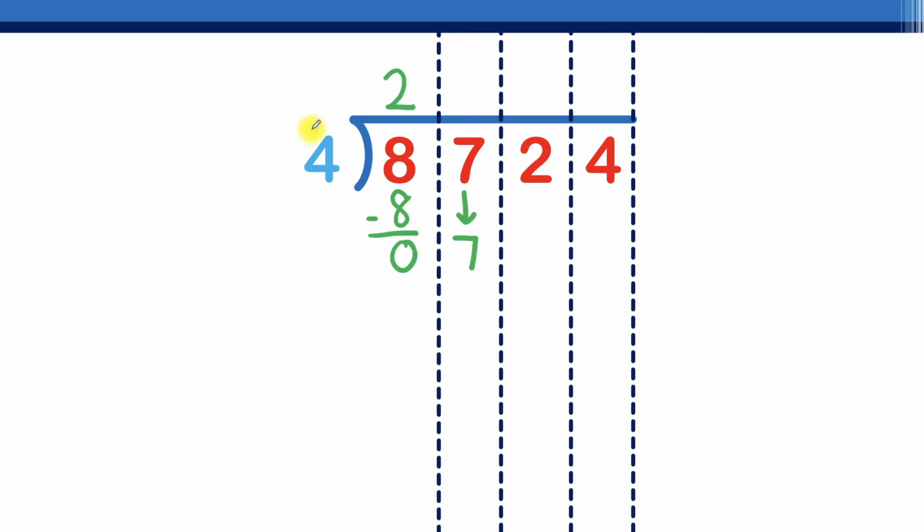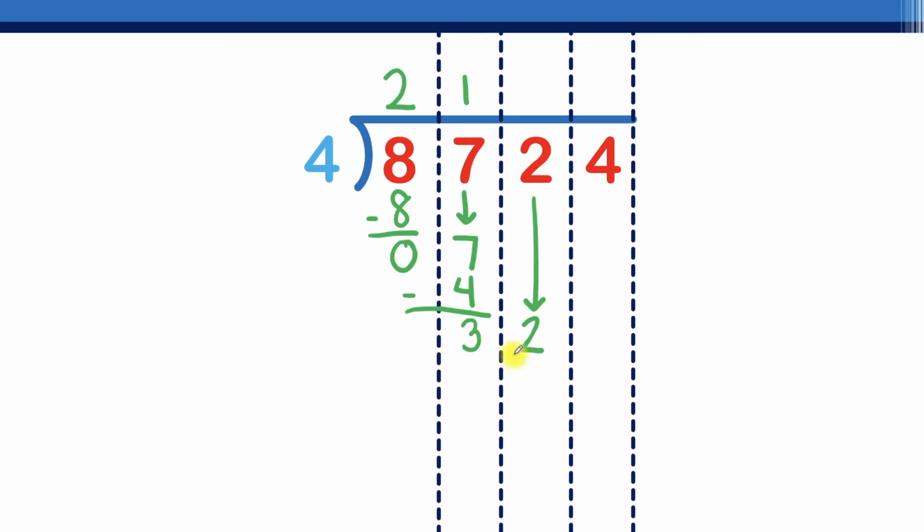How many times can 4 go into 7? Well, that would be 1 time. So I'll put a 1 directly over the 7. And 1 times 4 is 4. So I'll put a 4 directly under the 7. Then we'll subtract. 7 minus 4 is 3. So I'll put a 3 here. And next, I'll bring down the 2 and then repeat the process.